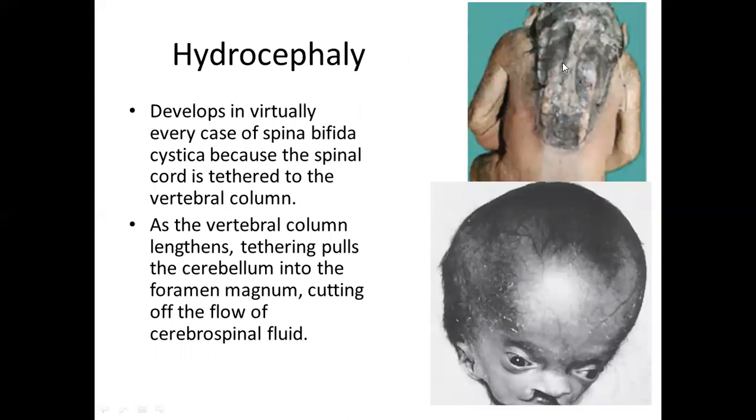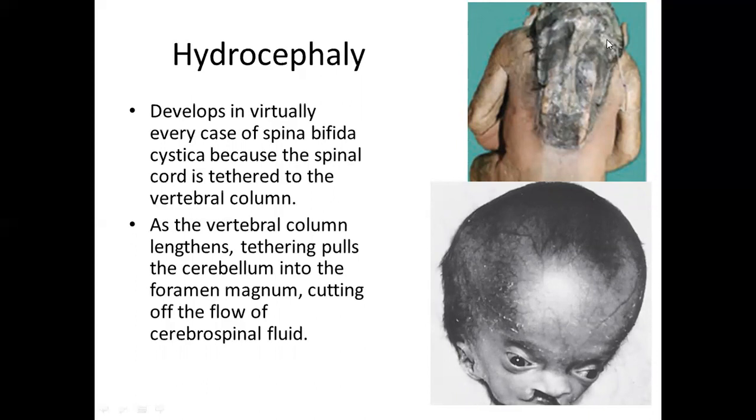It generally develops in every case of spina bifida cystica because the spinal cord is tethered to the vertebral column. So as the vertebral column lengthens, the tethering will pull the cerebellum through the foramen magnum. So it will cut off the flow of cerebrospinal fluid. There are ventricles which are formed in the brain. The fluid is formed from the choroid plexus and it is drained through the ventricles.